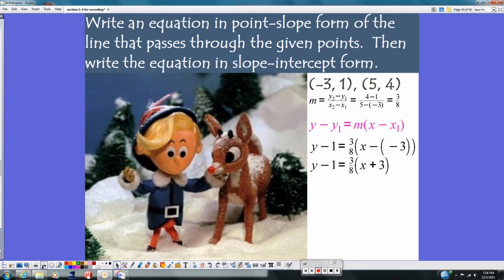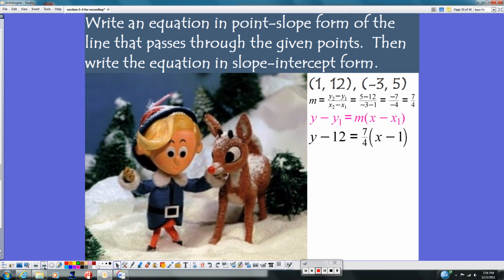Another example, we have (-3, 1) and (5, 4). We're going to substitute into our slope formula. And then we end up with 3/8 for our slope. And I chose to use the first point. Again, it doesn't matter which point you use. I chose the first one, y minus 1 equals 3/8 times x minus -3. Fix that double negative to be y minus 1 equals 3/8 times x plus 3.